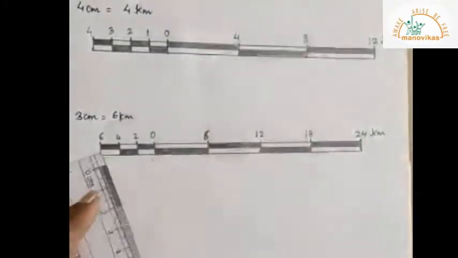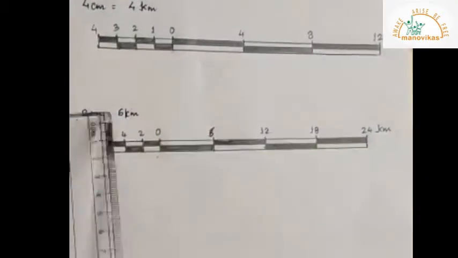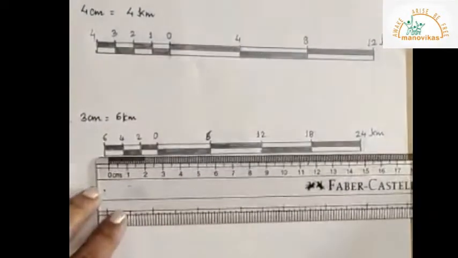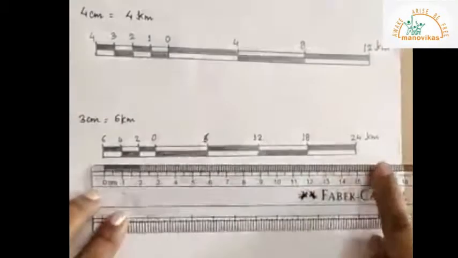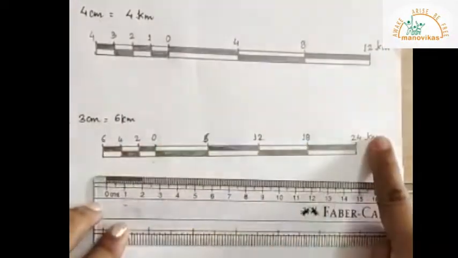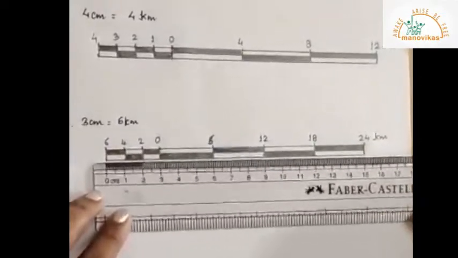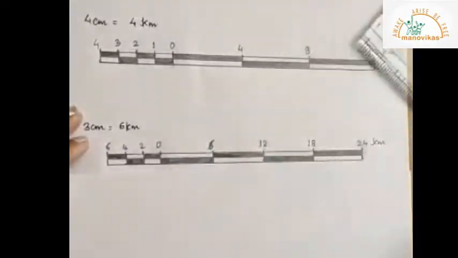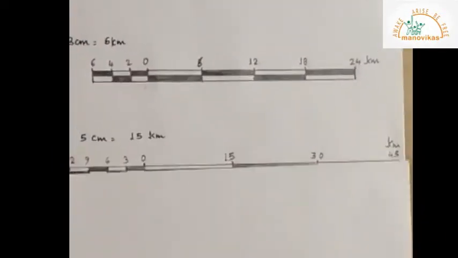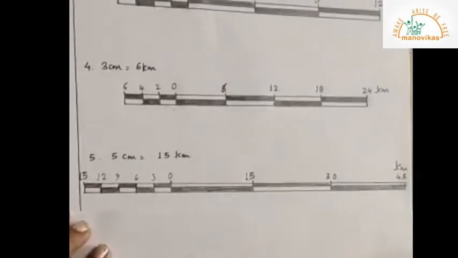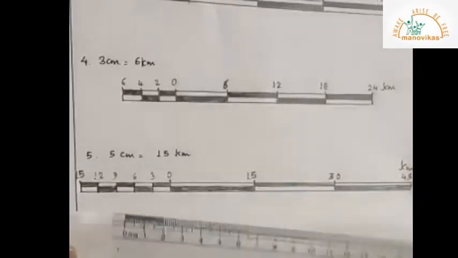Again you give a width of half a centimeter and then draw a double line. Divide the line and shade the areas. So the values written are your ground distance and the distance measured with the ruler is your map distance. The next one, the last one, was this: 5 centimeters is equal to 15 kilometers.